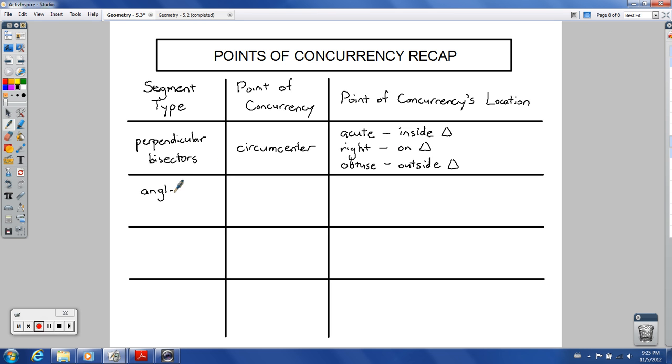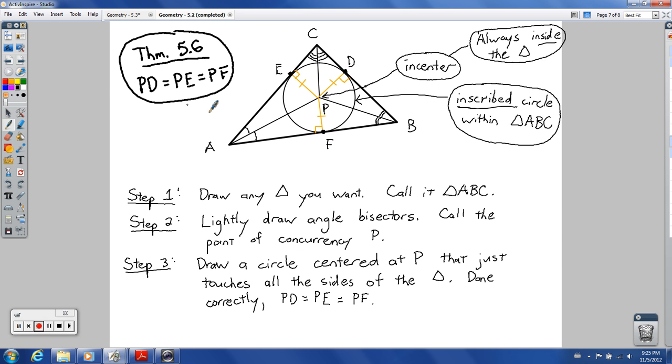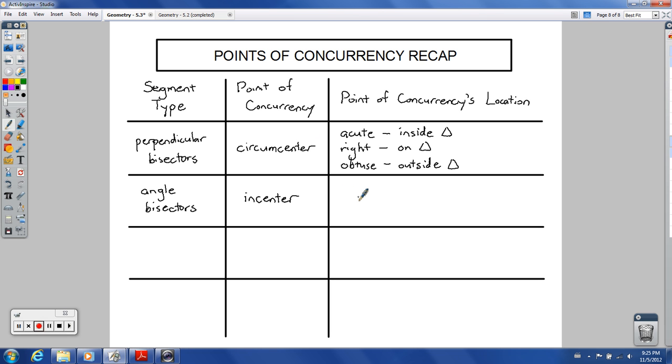The next one we did was angle bisectors. Write that down right there. Angle bisectors dealt with the in-center. You could draw an inscribed circle. So here's our angle bisectors. Right here and here, angles are the same. Come to that point of concurrency called the in-center right there. And so with in-centers, they're always inside the triangle.